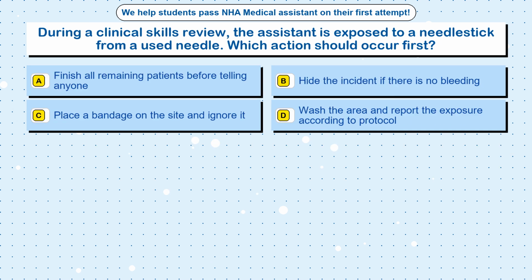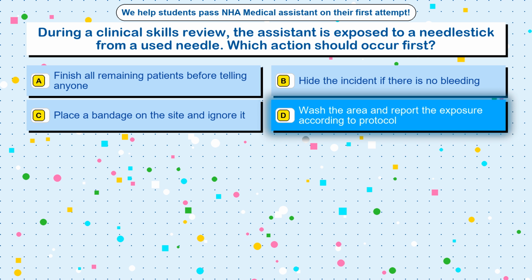Question 90. During a clinical skills review, the assistant is exposed to a needle stick from a used needle. Which action should occur first? Option A, finish all remaining patients before telling anyone. Option B, hide the incident if there is no bleeding. Option C, place a bandage on the site and ignore it. Option D, wash the area and report the exposure according to protocol.